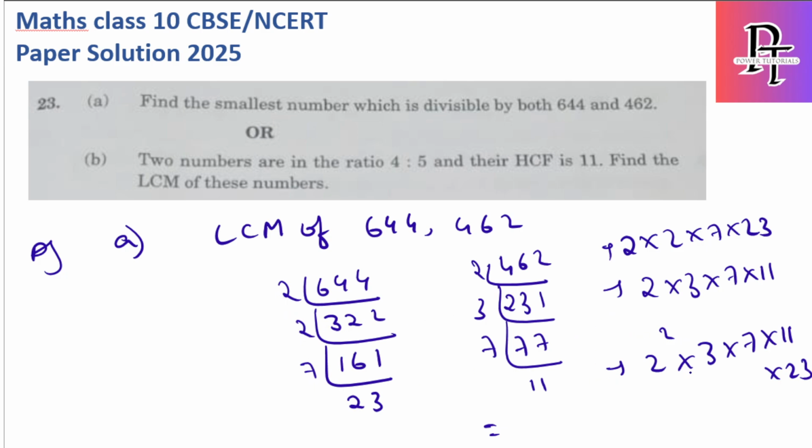Okay, so we need to just multiply all the things. 4 threes are 12, 12 into 7 into 11 into 23. 12 sevens are 84. Okay, I can write that.